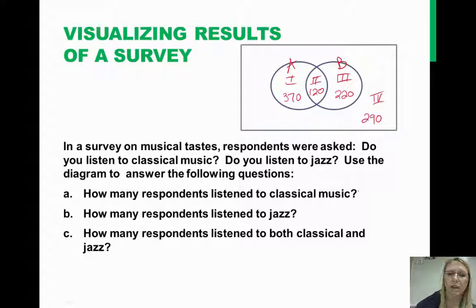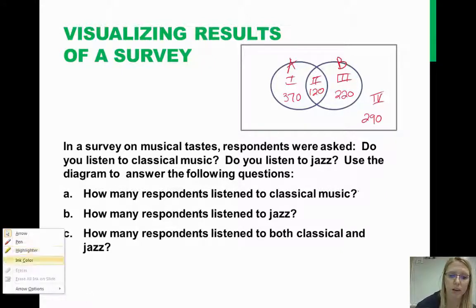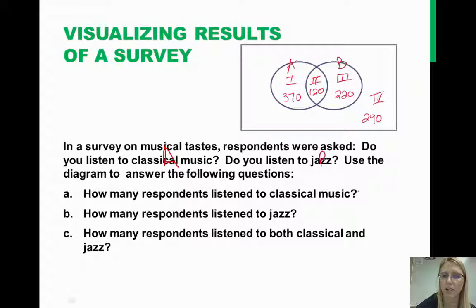Well, if we assume that classical music is in the group A, or in set A, I'm going to put an A over that, and we're going to say jazz is B, then we can assume that everything within the circle of A, that's in regions 1 and 2, are part of classical music. So we will say that 370 plus 120 equals 490. So a total of 490 people listen to classical music.